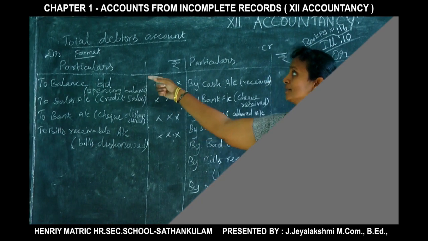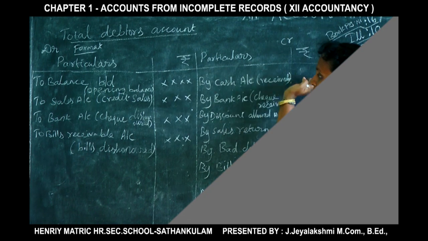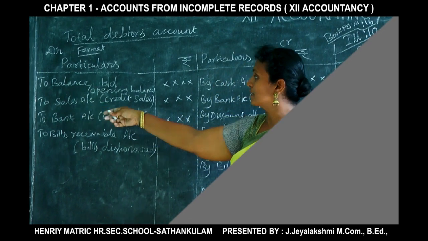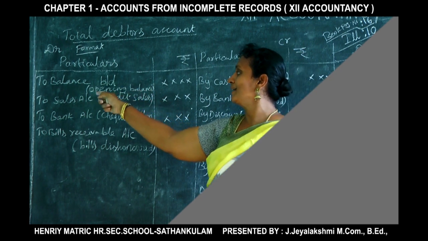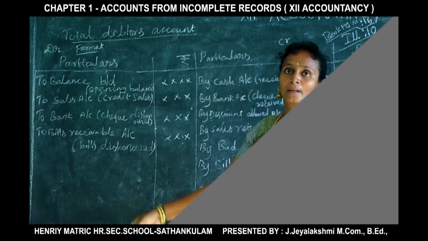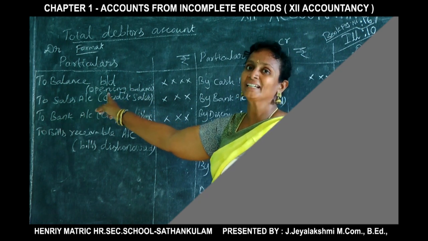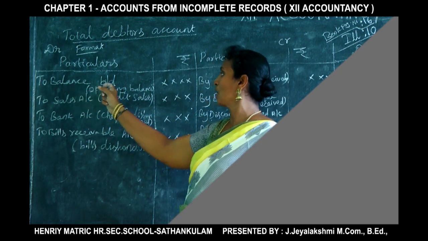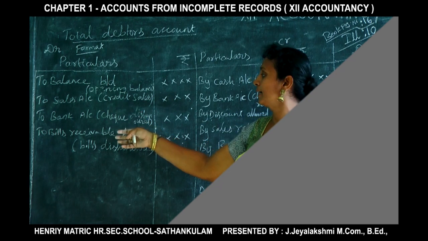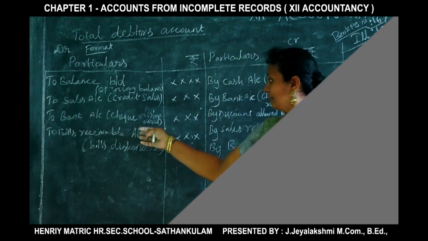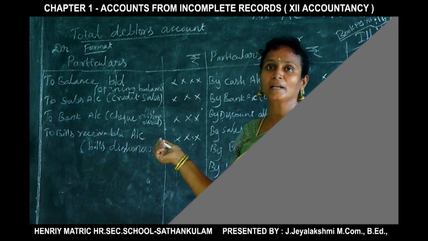So now we are going to discuss the format. Total debtors account, particulars and amount. First we have the debit side. On the debit side, in the book, everything is given in the opening balance. You should not directly record the opening as cash. So it should be brought down to the debit side. So it is written as balance brought down. Then sales, what are the credit sales we have to take, how much they have taken on credit. Then to bank, how much has been dishonoured. Dishonour, that is cancellation, comes in many types.